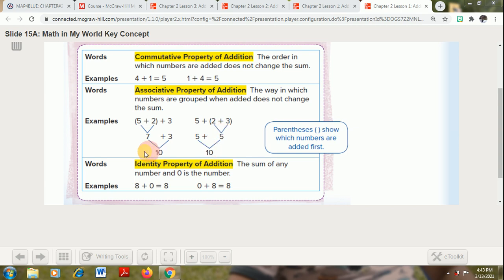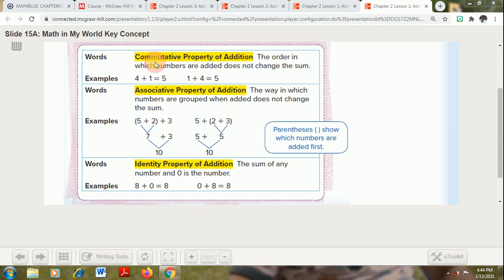Okay? And finally, we have the identity property of addition, which is the sum of any number and 0 is the number. For example, if you add 8 plus 0, the result will be the same. That's why we call it identity property, will be 8. And if you add 0 plus 8, the result, the sum, will still be 8.